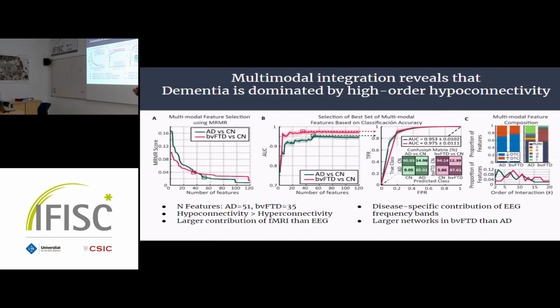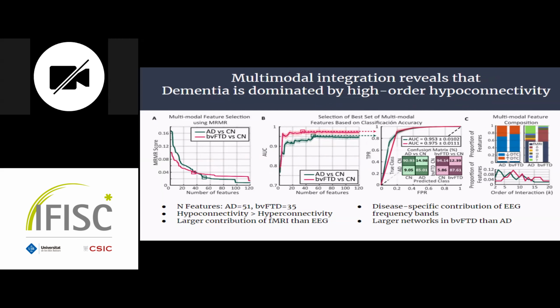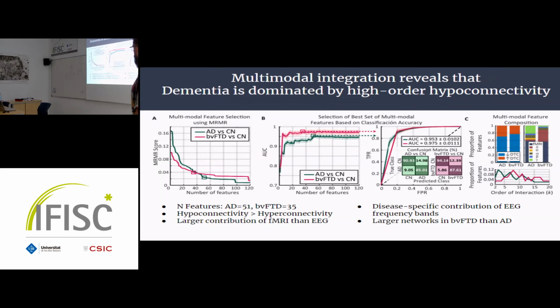So we perform feature selection here. We couple the features from EEG and the features from fMRI, high-order features, and we perform feature selection, and for each set of features, we train a cross-validated classifier, until we reach a saturating point. And this saturating point was our number of features that we use for Alzheimer's and for frontotemporal dementia.